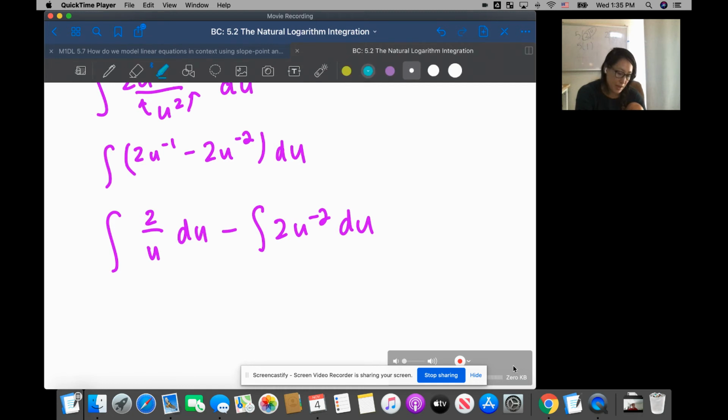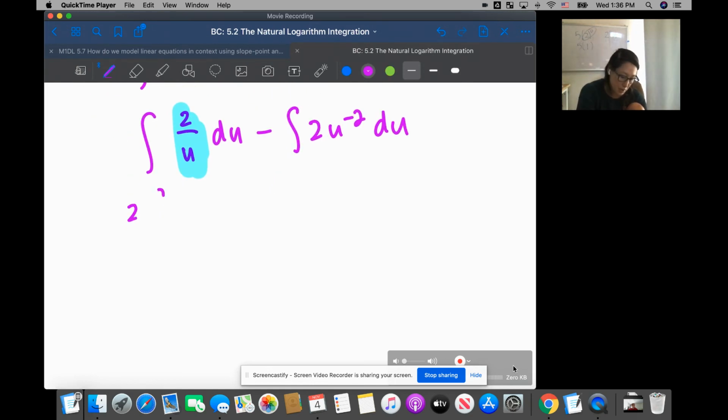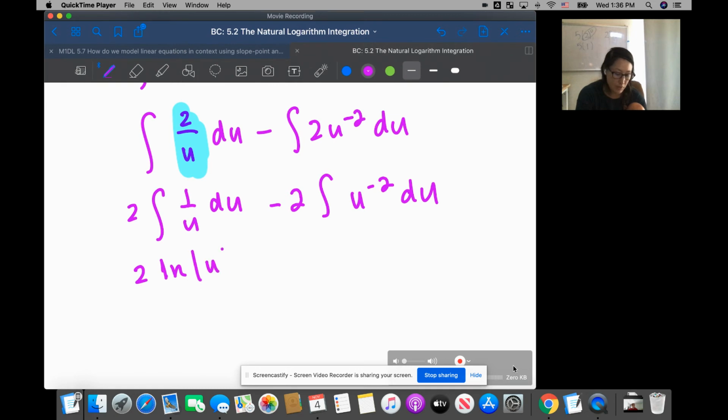Okay, so anytime your integral has a power of negative 1, you're going to end up with an ln, most likely. So we want to make sure that we change the integral to look something like 1 over u, 1 over x. Okay, so the 2 can come out to the front: 2 times the integral of 1 over u du minus 2 times the integral of u to the negative 2 du. This is an unnecessary step, but I like it. So I get 2 ln of the absolute value of u minus 2, and then this is just power rule: u to the negative 1, reduce the power by 1, divide by the new power, okay, plus c.